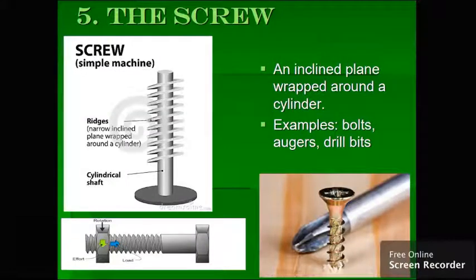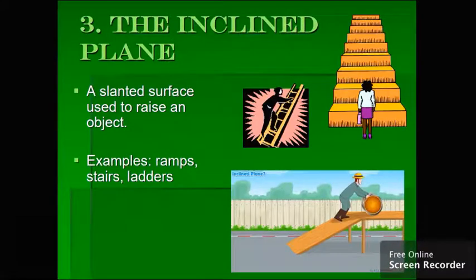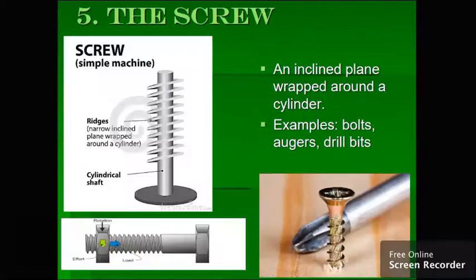Number 5, the screw. If you take an inclined plane and you wrap it around a cylinder, do you see what I'm saying there? There's the cylinder shaft in the middle of the picture on the top left, and then the ridge. Do you see how that rises up and just circles around the cylinder, just like an inclined plane? So once you wrap that inclined plane around the cylinder, then you have yourself a screw, and we call that a whole different simple machine.